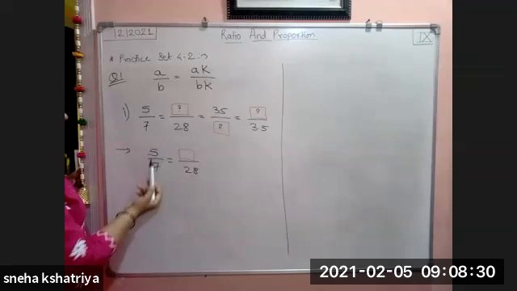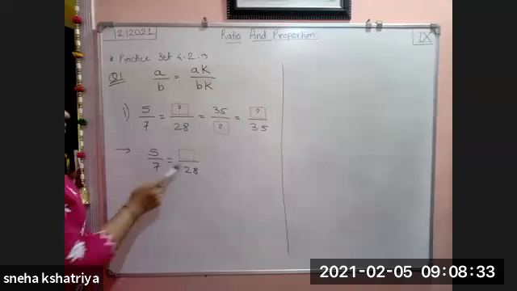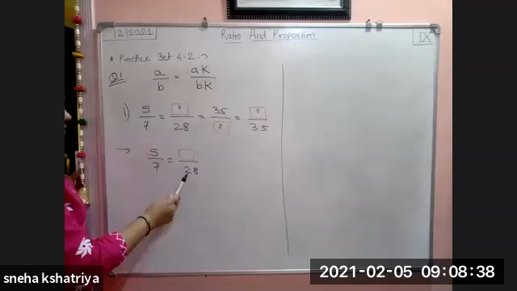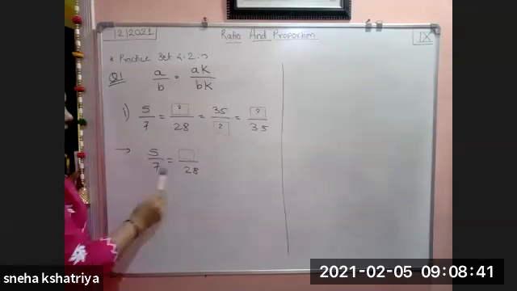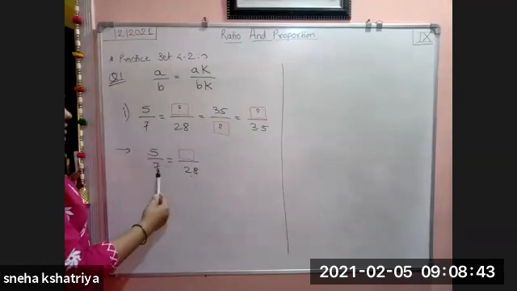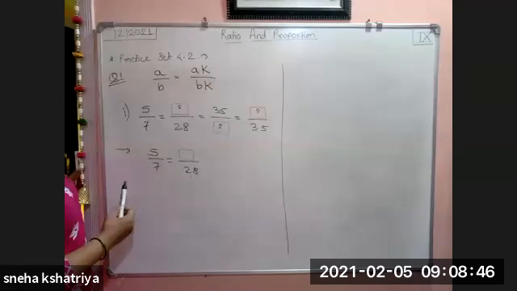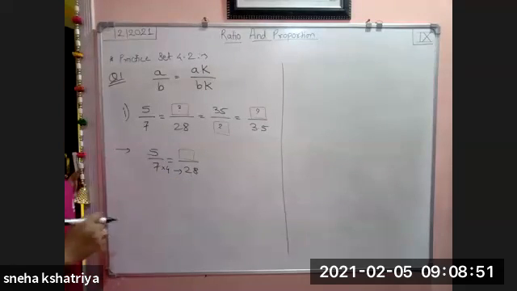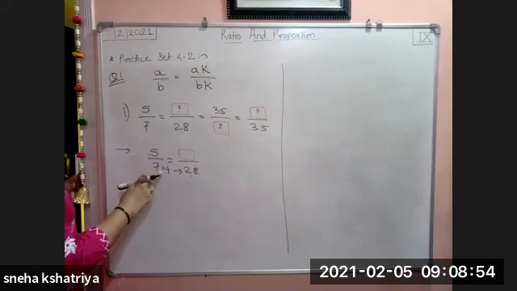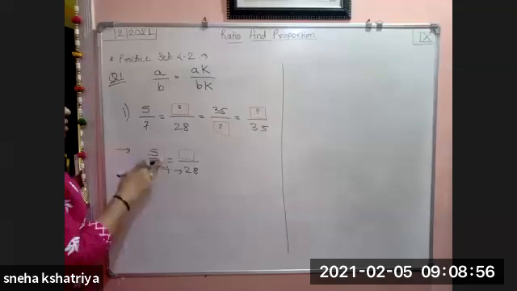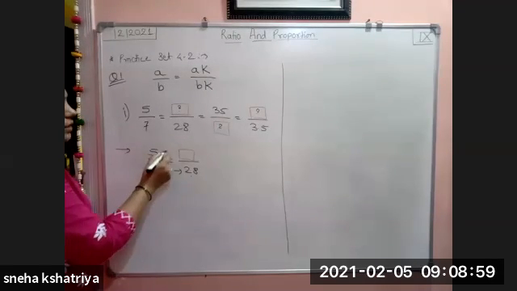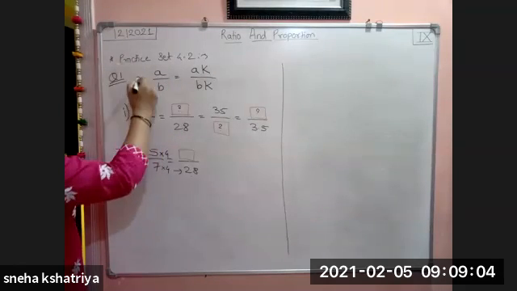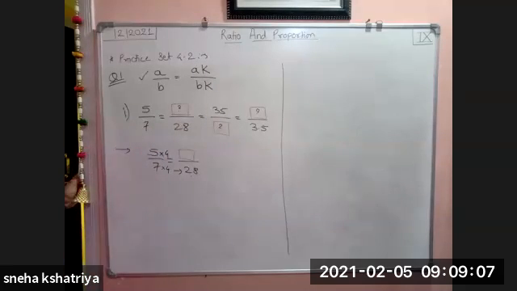So here to 5 by 7, we are going to multiply by such a number that we will get 28. Now in 7's table 28 comes. 7 4s are 28. So if we multiply 7 by 4, we'll get 28. So at the denominator you have to multiply by 4, and at the numerator also you have to multiply by the same number, because we are using this property: A upon B is equal to AK upon BK.